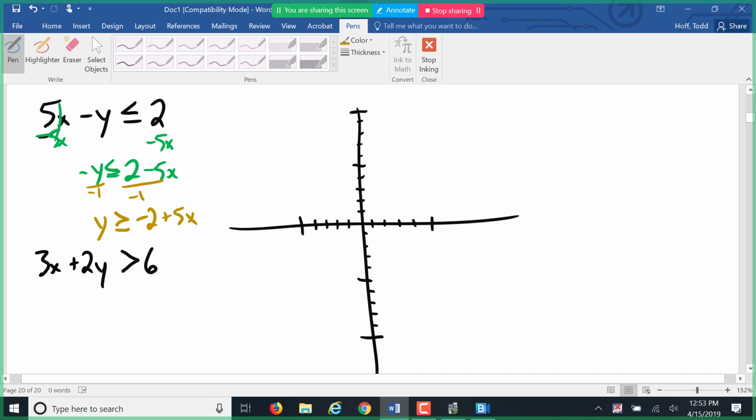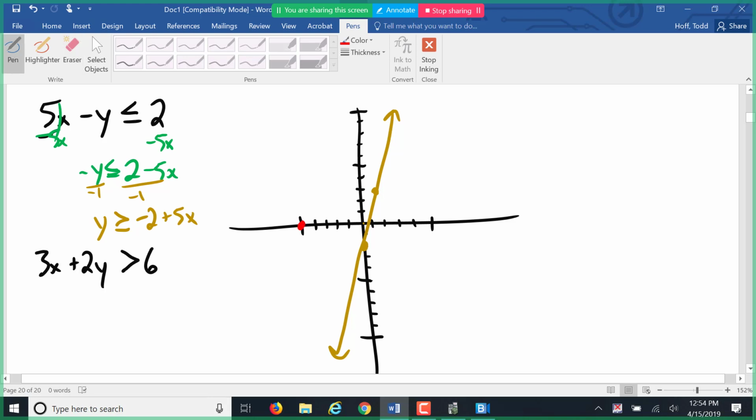Where do we start on our graph? 0, negative 2, good. And from there we go up 5 over 1. Dashed or solid? It is a solid line. 0, 0 is kind of hard to pick out where it's at. It's definitely on this side. But if you weren't sure, it'd be a little tricky.